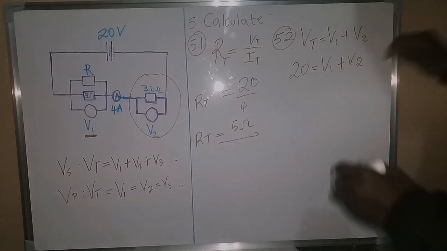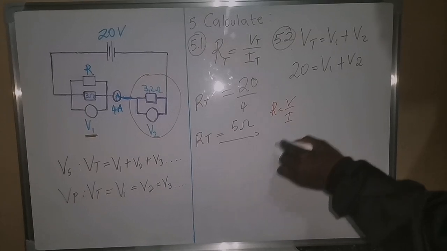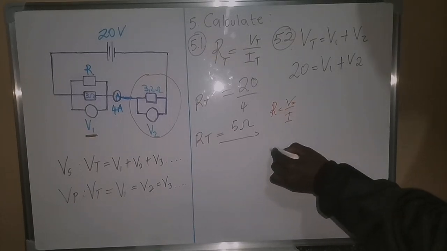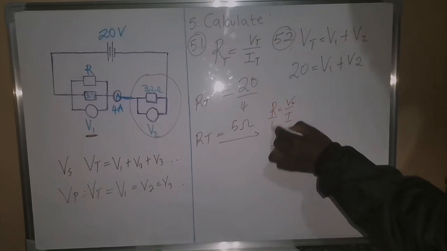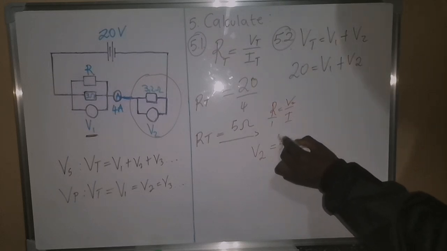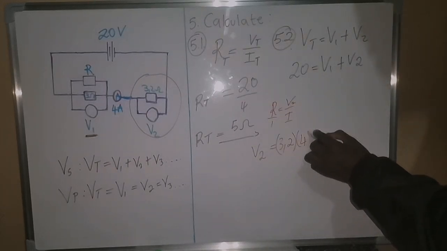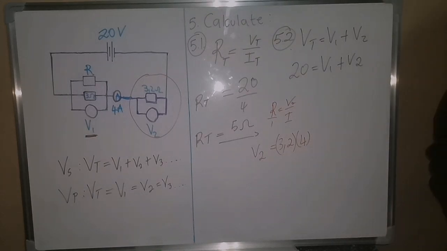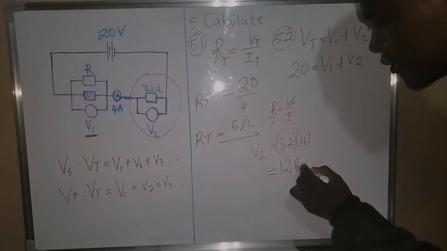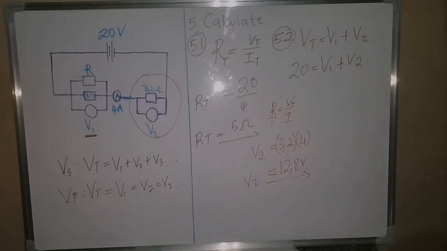So I can find V2 by saying R is equal to V over I. So for V2, I'm going to cross multiply. V2 is equal to R, which is 3.2, multiplied by the current, which is 4. I've cross multiplied here. I hope you can see. But where did you find 4? Then on your calculator, you literally say 3.2 times 4, which is 12.8 volts. This is the value for V2. Now I've just found V2.